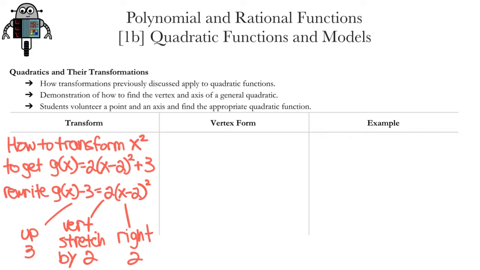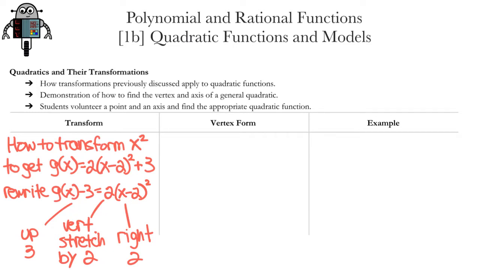In the last unit, we learned that transformations happen from the inside out. First, a horizontal translation to the right 2 units. Then, moving outward, a vertical stretch by a factor of 2. And finally, a vertical translation up 3 units.